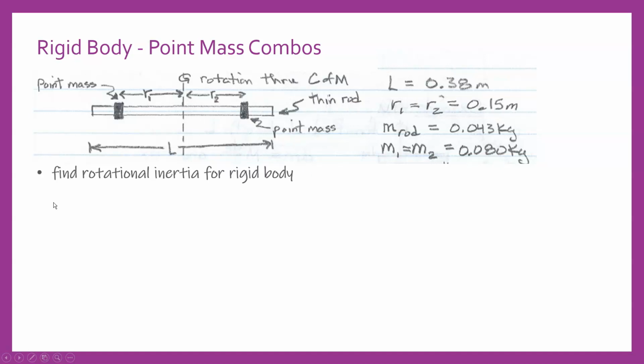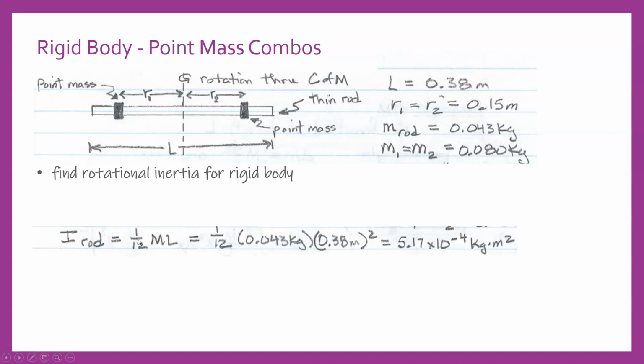In finding the total rotational inertia, we first need to find the rotational inertia for the rigid body. And of course, we know a thin rod rotating about its center of mass is 1/12 ml squared. I forgot the squared there. We plug in our numbers, and we come up with this rotational inertia for the rod.